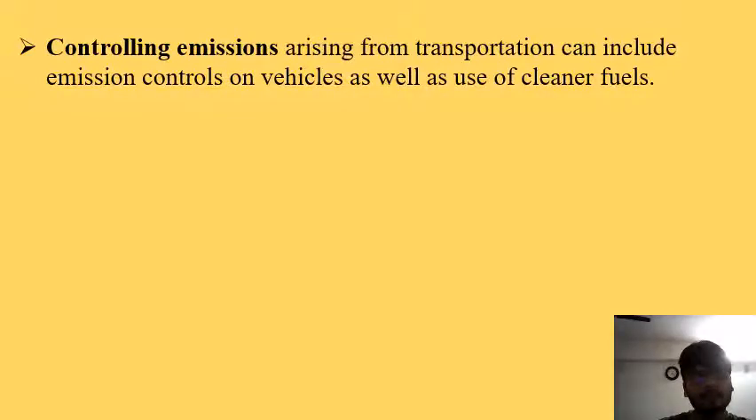Next, controlling emissions arising from transportation can include emission controls on vehicles as well as use of cleaner fuel. Emissions can be controlled by using cleaner fuels like biofuel. We can use a blend of normal gasoline or petrol with a biofuel or biodiesel. In this way, we can reduce the emissions.